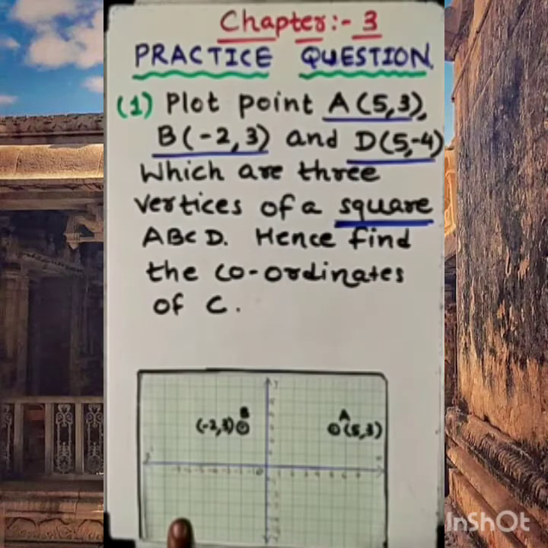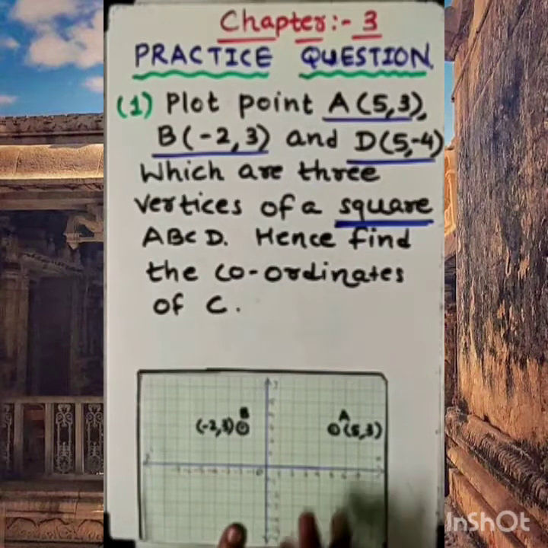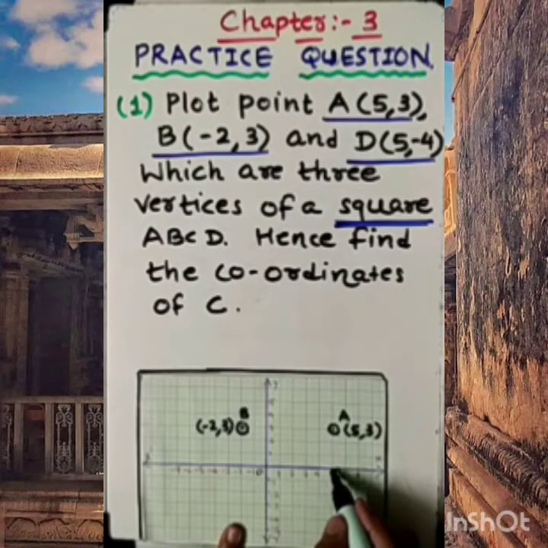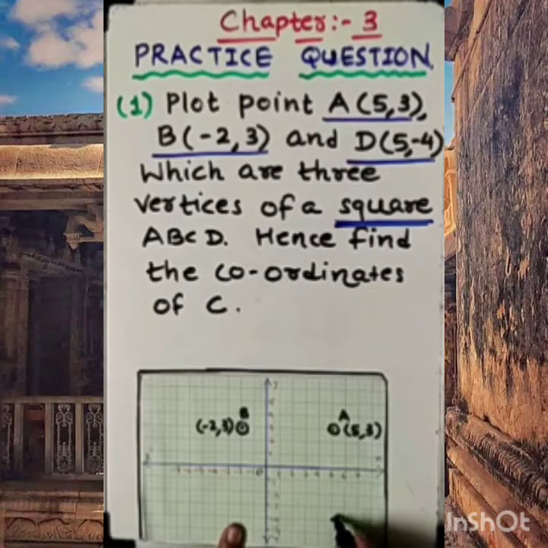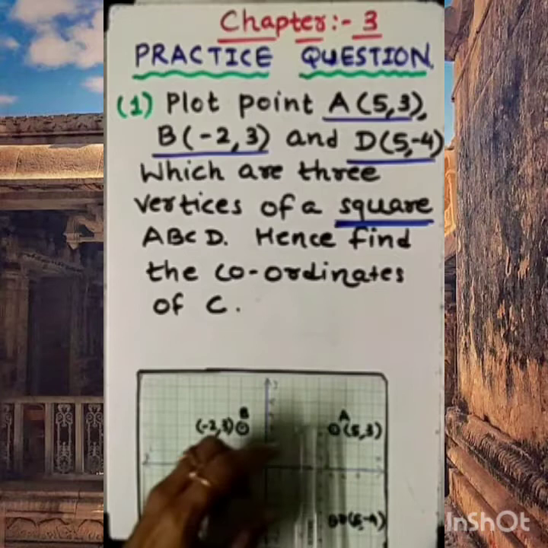Clear to you? Now, one more point with us, that is D point (5, -4). 5 on the x-axis and -4 on the y-axis. So this is D point, and it is (5, -4). Clear to you? Now, dear student, I am using my scale and joining these lines.